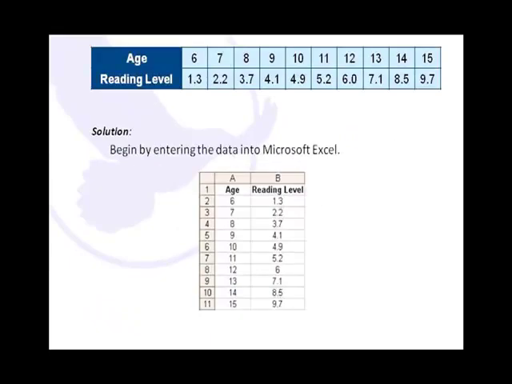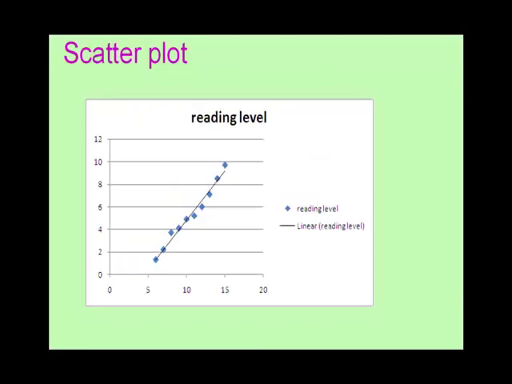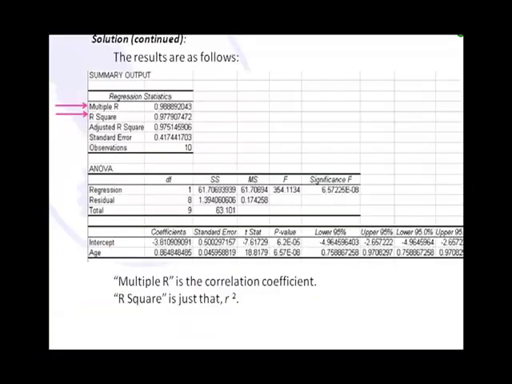So here's a quick example about age and reading level. If we plug the data into Excel and determine the scatter plot, click on Insert to get the scatter plot, and in Chart Tools on Format, then Trend Line to see your regression line, which is what we're studying. Going through Excel, Data, Data Analysis, and Regression, you get this type of printout.